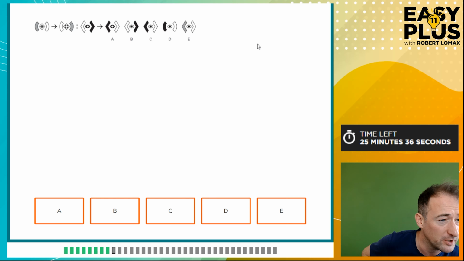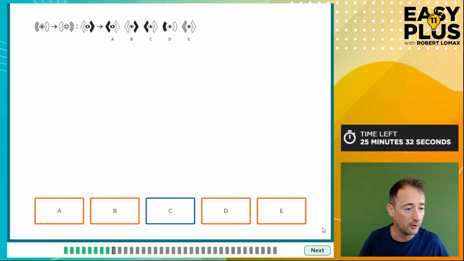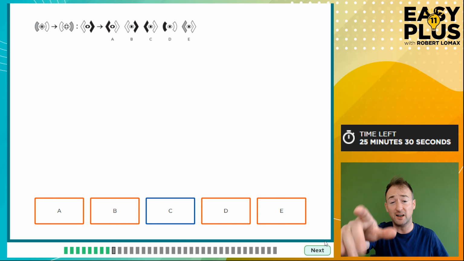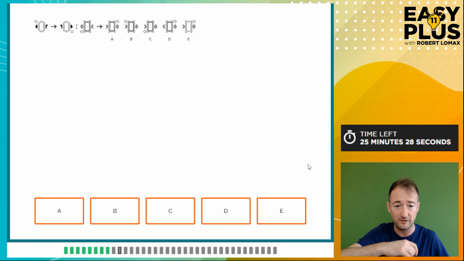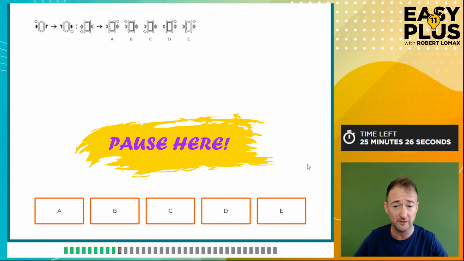So A is similar, but the middle thing doesn't swap. C, that looks like what we want. Okay, so sometimes you can actually work out exactly what you're looking for and then see whether you can find it when the rules are quite simple. That can actually be quite time efficient.